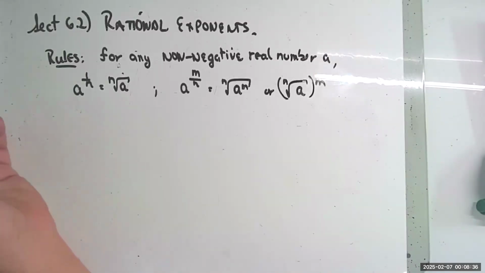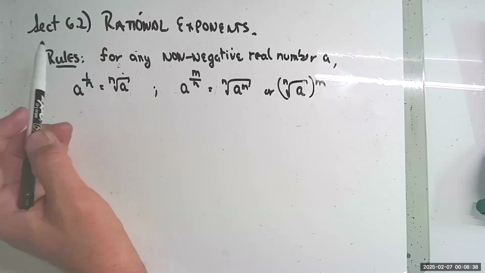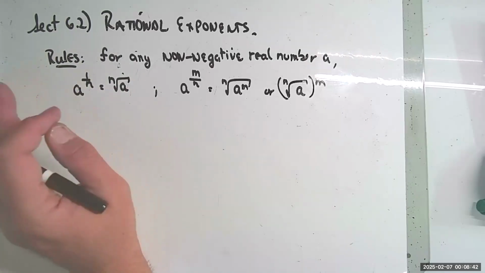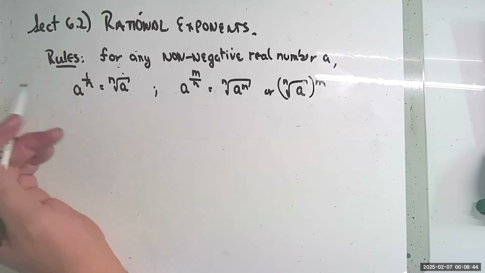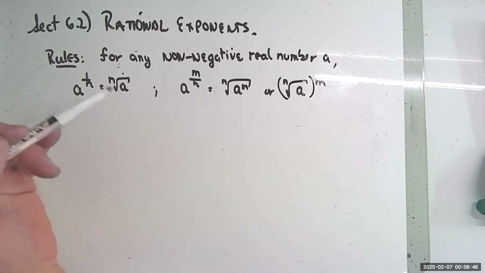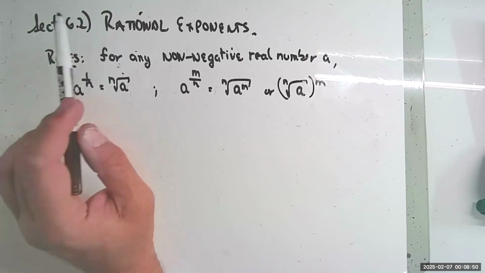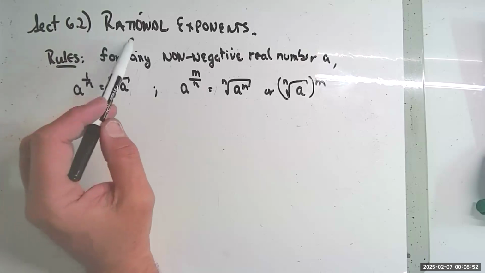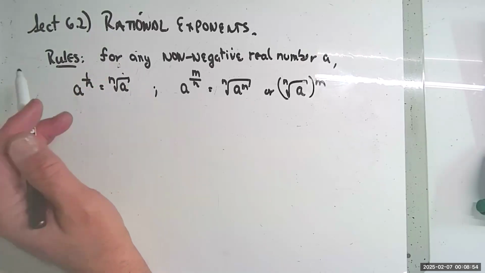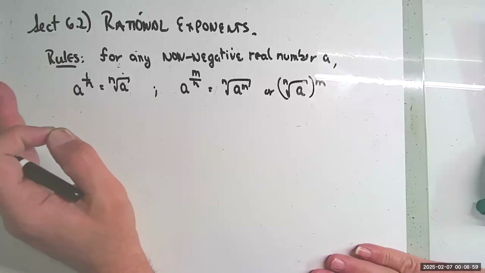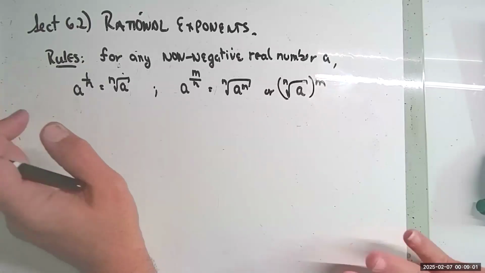Section 6.2 deals with rational exponents. This is critical that we always remember. We use this a lot in math courses in general. Every time I see an exponent that is a fraction, I need to think of radicals. We always make that connection. An exponent that is a fraction equals radicals.